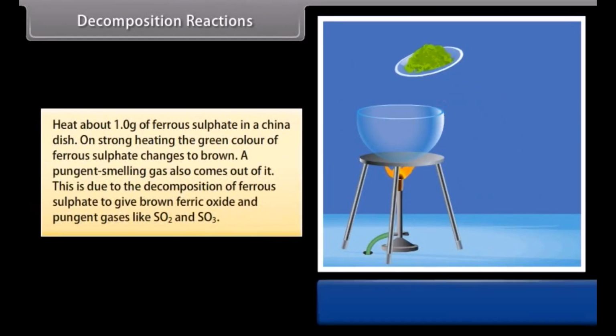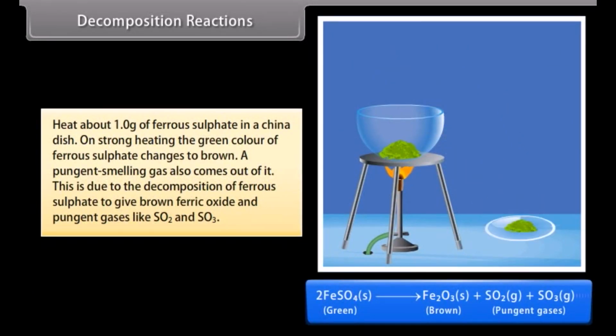Heat about 1.0 gram of ferrous sulfate in a china dish. On strong heating, the green color of ferrous sulfate changes to brown. A pungent-smelling gas also comes out of it. This is due to the decomposition of ferrous sulfate to give brown ferric oxide and pungent gases like SO2 and SO3.